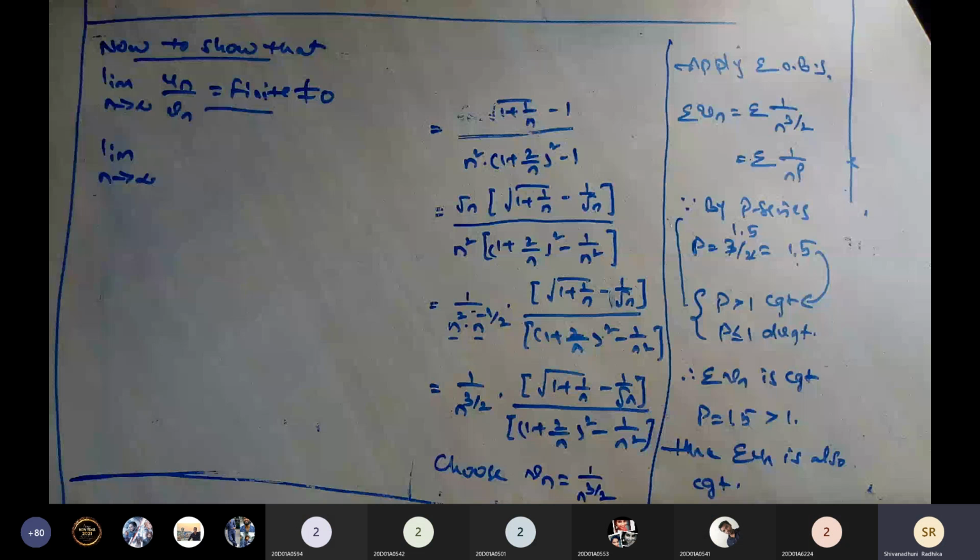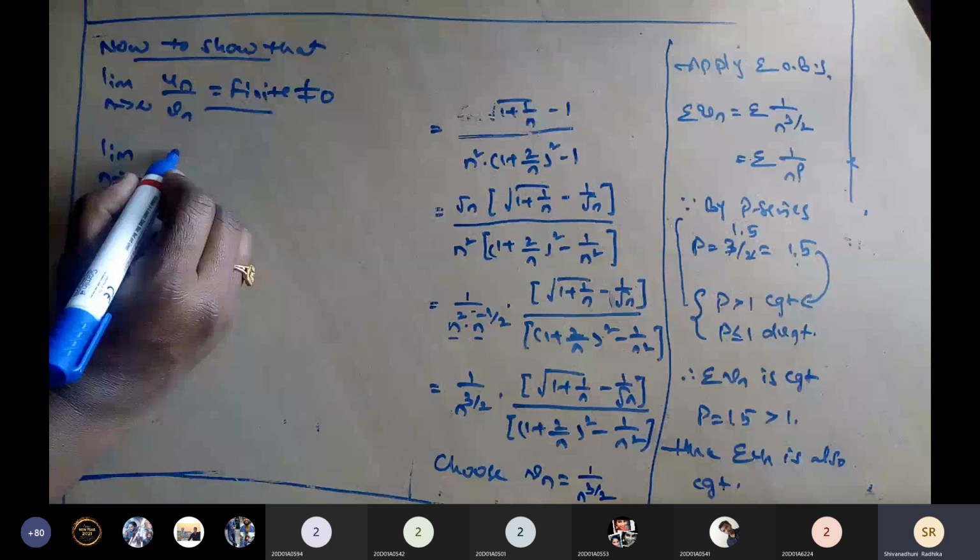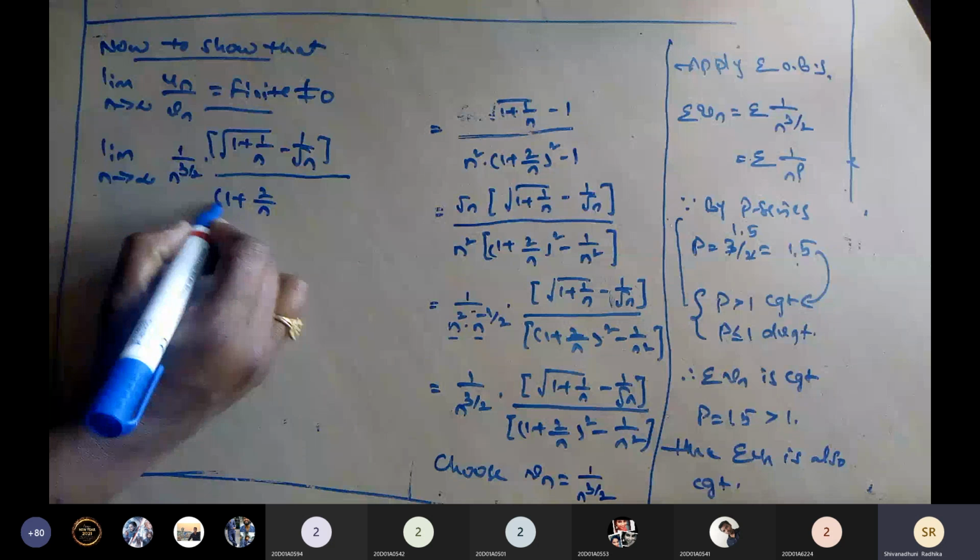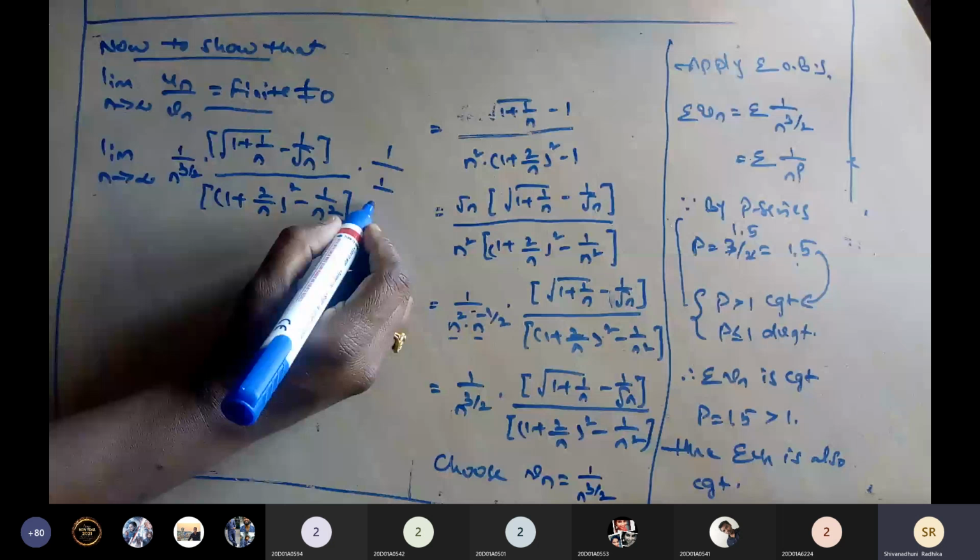Limit n tends to infinity. In the reduced modified form, when we are choosing the Vn, that Un you have to write down here in this place. So 1 by n to the power of 3 by 2 into under root of 1 plus 1 by n minus 1 by root n, by 1 plus 2 by n whole square minus 1 by n square, into 1 by Vn. What is Vn here? Vn equals 1 by n to the power of 3 by 2. Is it clear, all of you?